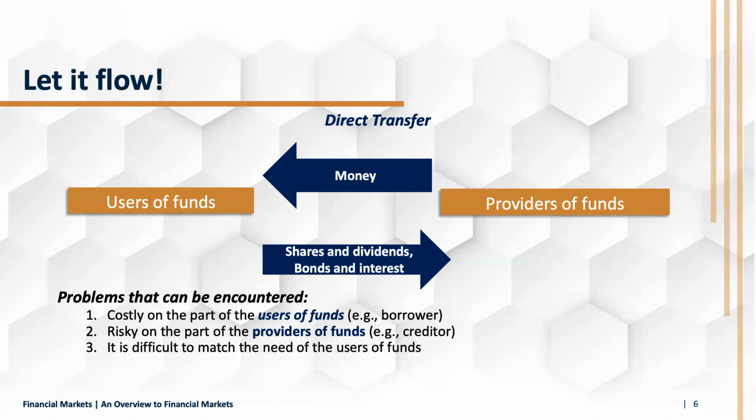And third, it's difficult to match the need of the users of funds. So sometimes, if you go directly to a creditor as a borrower, sometimes you will say, hey, pahiram ako ng 10 million. And the borrower will expect 10 million. But the provider can only provide probably 3, 5, or 7 million because wala siyang ganun kalaking pera.